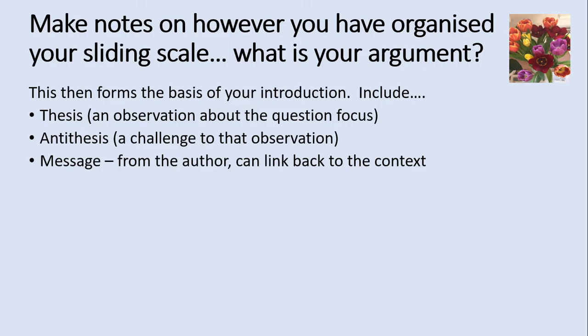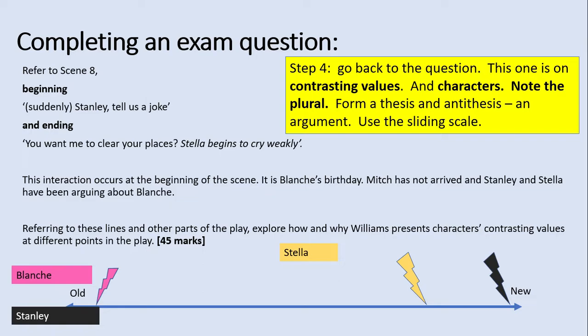An antithesis, some form of challenge or going beyond that question focus. And then finally, some kind of message. So, what is the author's main message because of this? What's the author's main message surrounding the contrasting values of the characters?